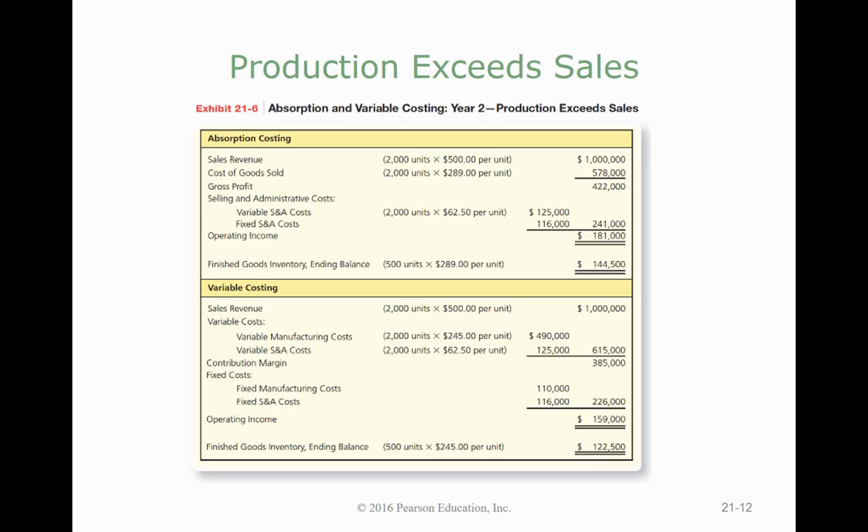I know that's a lot to wrap your brain around, but just remember, under absorption costing, the fixed overhead becomes part of the cost of goods sold, or part of the unit cost. So if we don't sell all of the units we make, then that expense is still sort of waiting to be expensed in the ending inventory. And it will be expensed in the next period when we sell the units. Whereas under variable costing, we expense the whole amount off during the period.